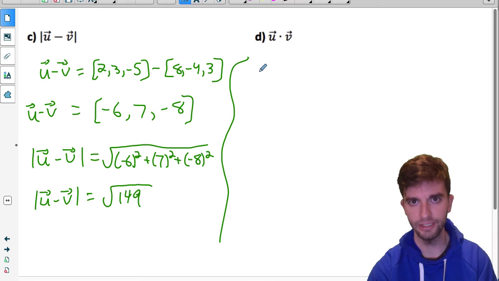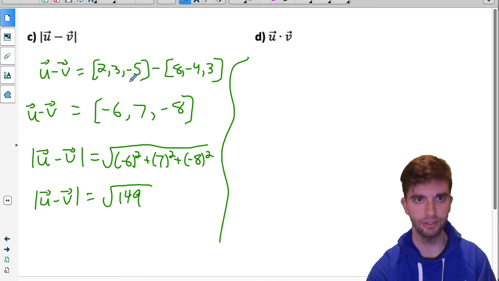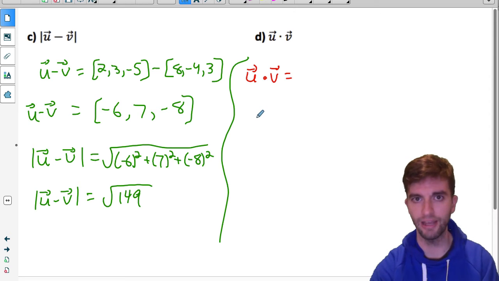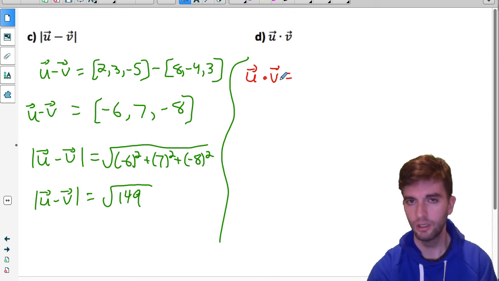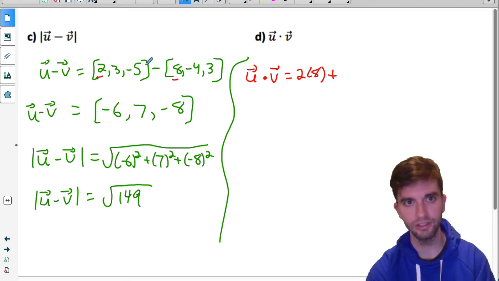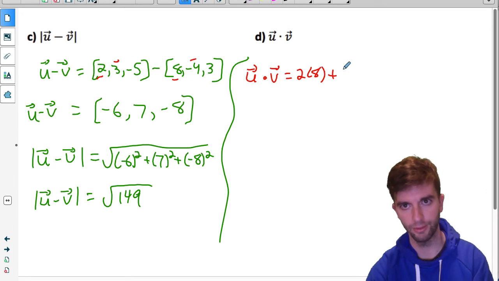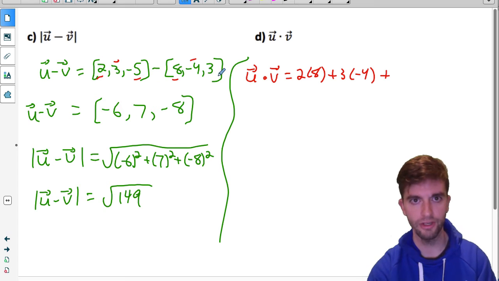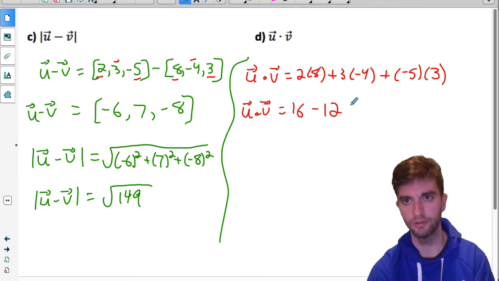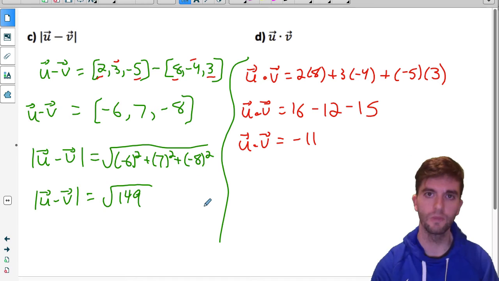So u dot v, let me start by rewriting. I have vectors u and v right here, so that's helpful. If I want u dot v, remember my answer is just going to be a scalar. It's not going to be a vector. I have to multiply the x components of u and v, 2 times 8, plus multiply the y components, 3 and negative 4, plus multiply the z components, negative 5 and 3. And now find these products and sums. 16 minus 12 minus 15. So that will give me negative 11.